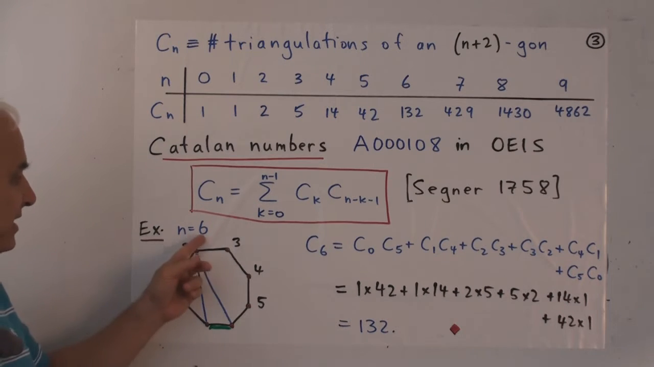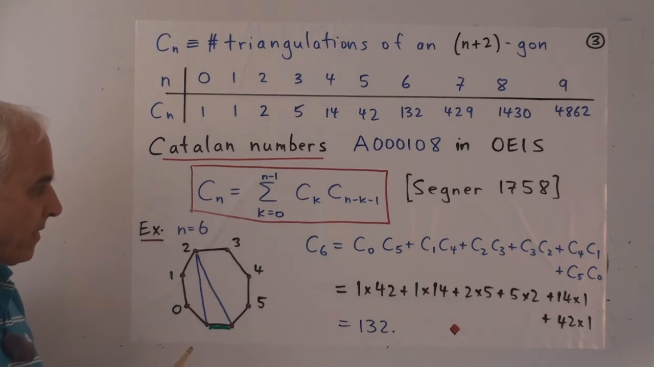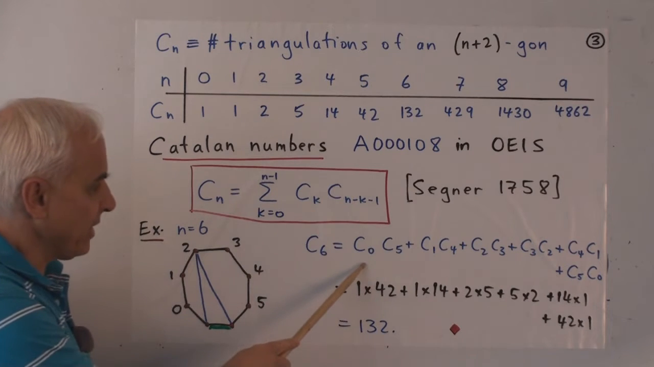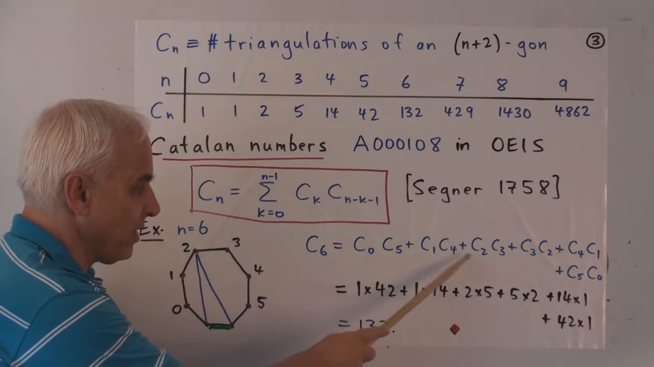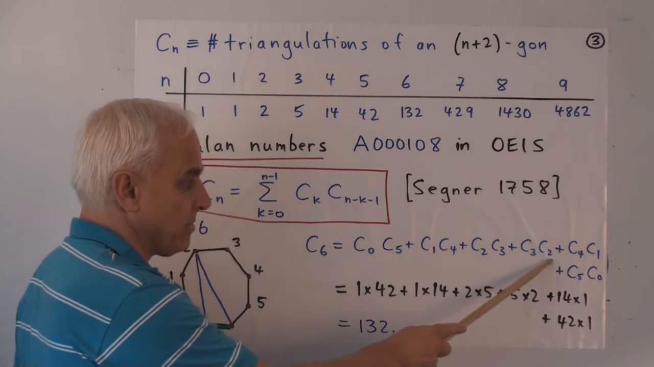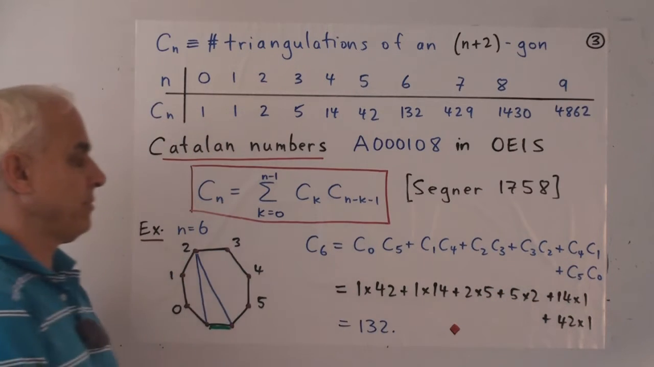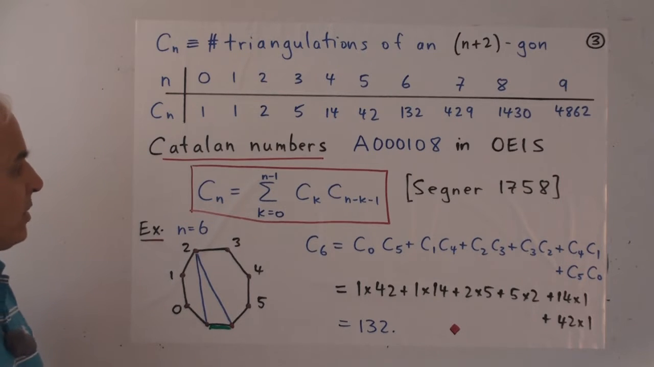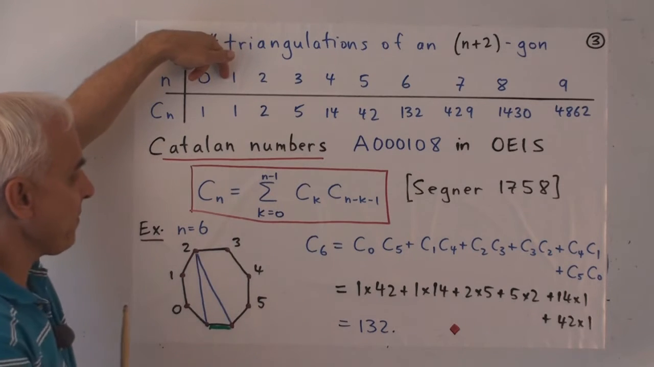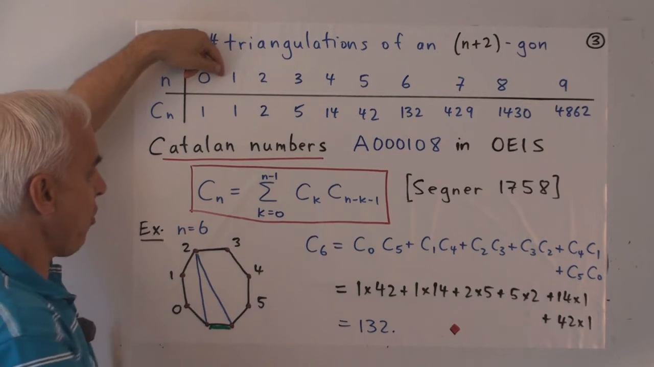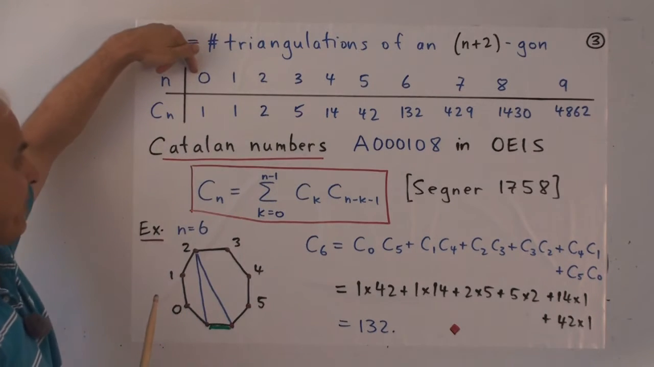For example, if n is equal to 6, then we have a sum from k equals 0 to 5. And the sum is this one here. It's C0 times C5, C1 times C4, C2 times C3, C3 times C2, C4 times C1, and C5 times C0. All of those added up. So for example, if we knew the ones from 1 up to 5, we could calculate C6 by using this formula. But the formula also involves this perhaps curious Catalan number, C0.